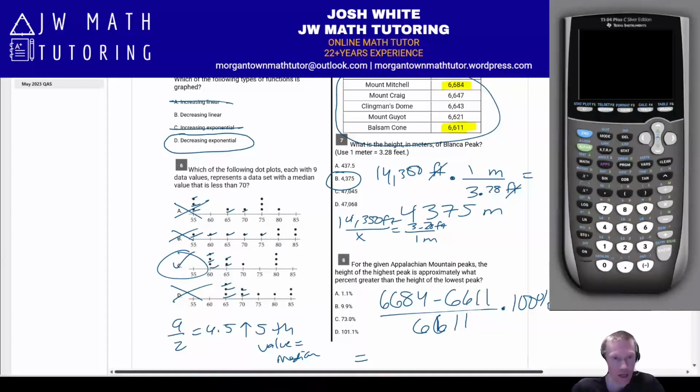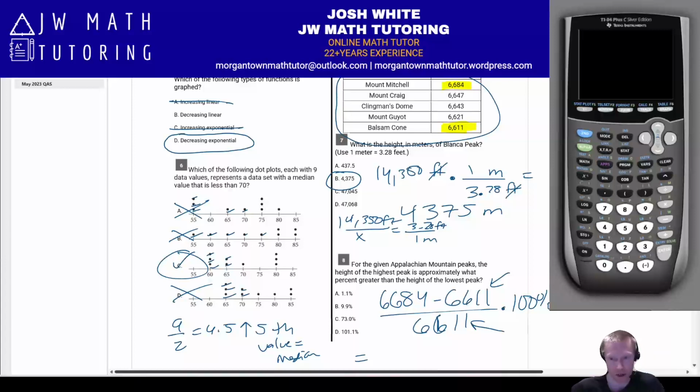Now, the reason that we divide by 6611 is because of the way it's worded. It says, the height of the highest is what percent greater than the height of the lowest. So you're comparing highest to lowest. That's why the lowest is the old value, which goes here and here on the bottom.